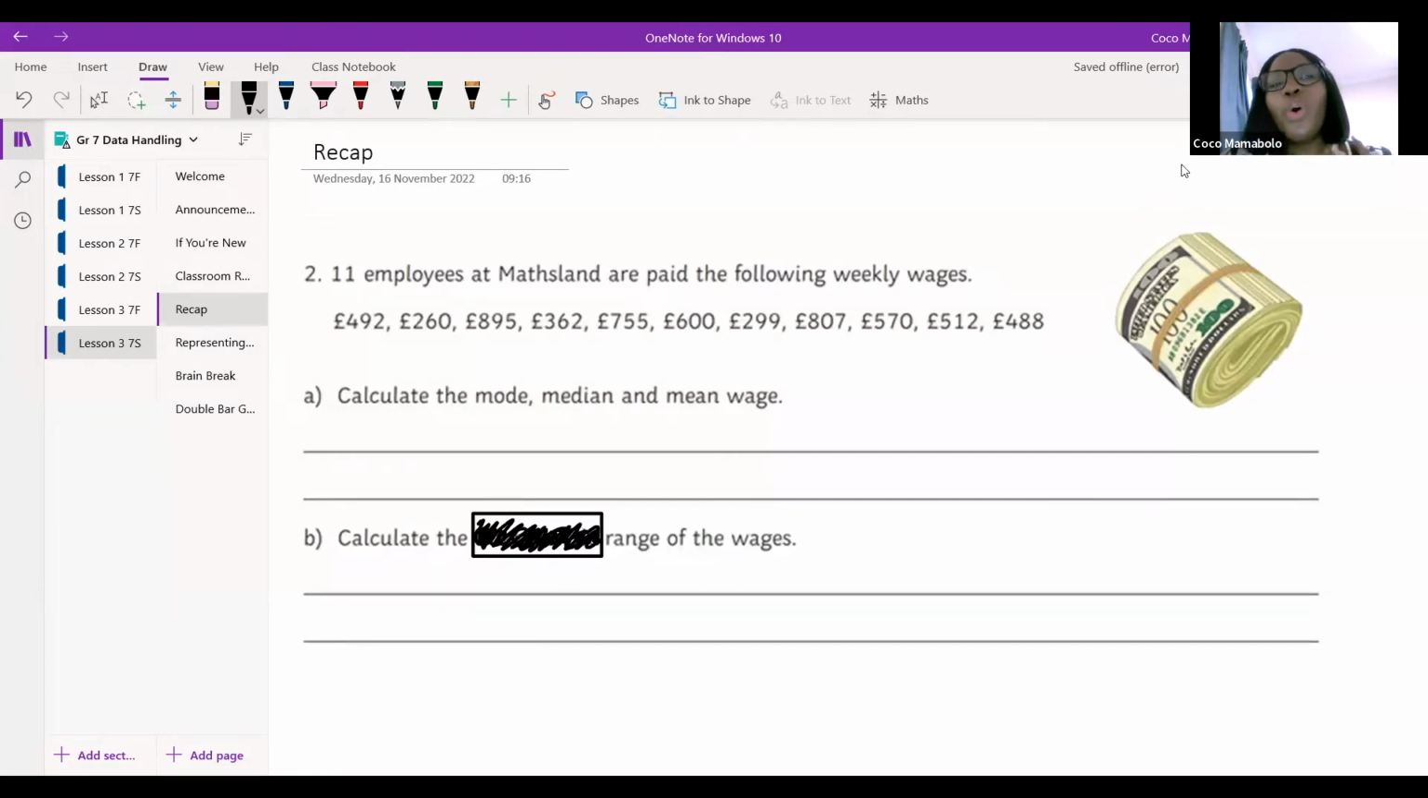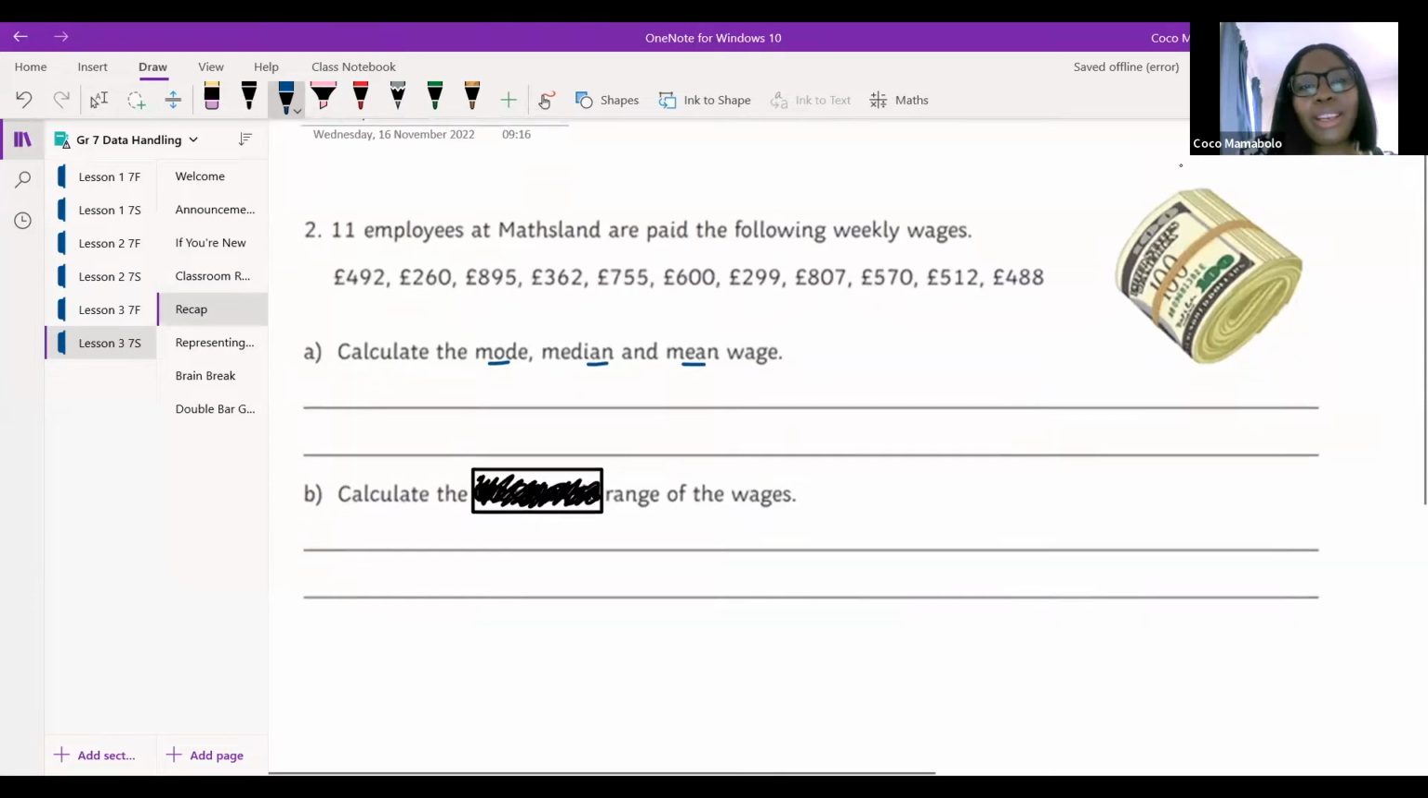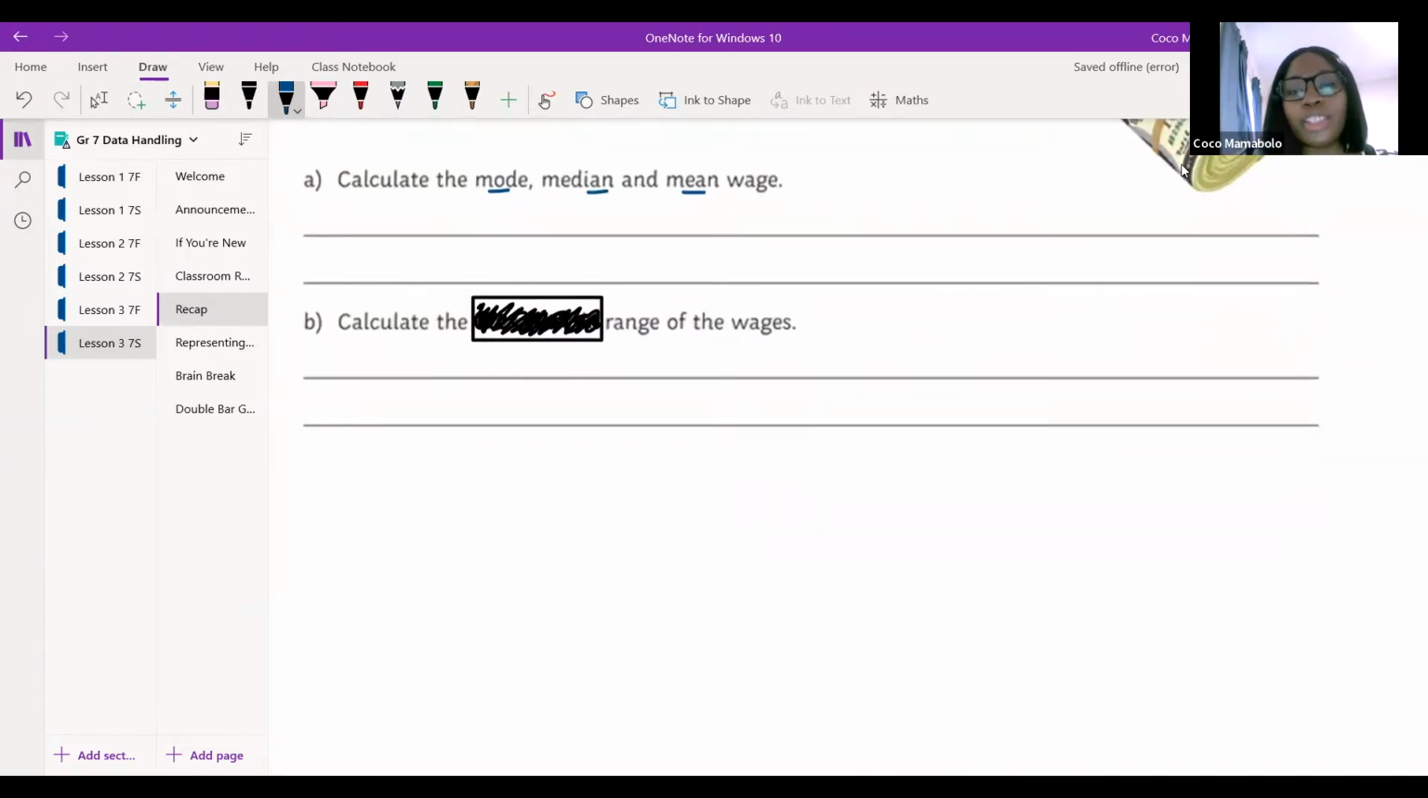All right, so we have been learning about data handling. We're learning about mode, median, mean, and range. Who can remind us, guys? Hands up, or you can pop your answer in the chat. What is the mode of a data set?